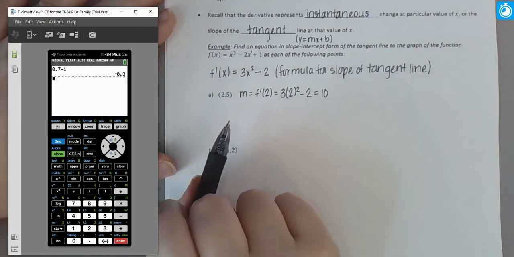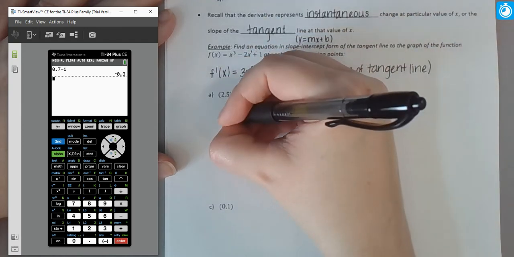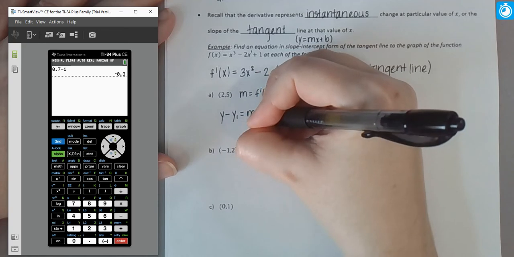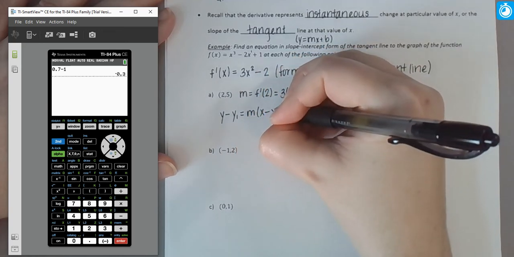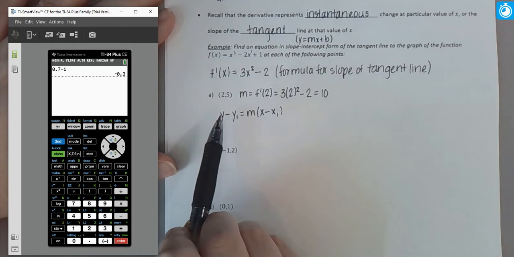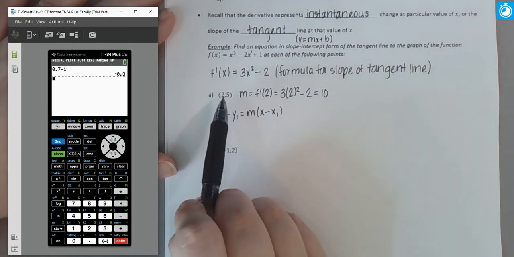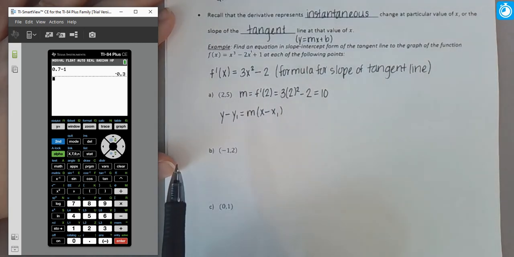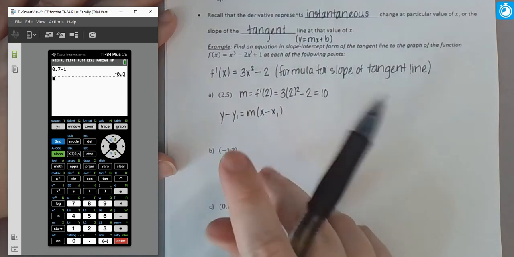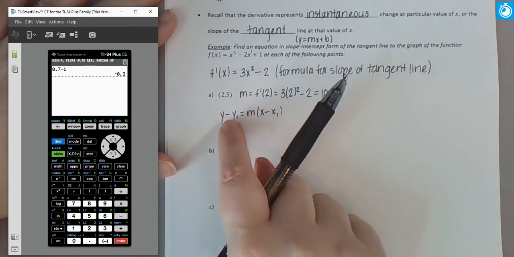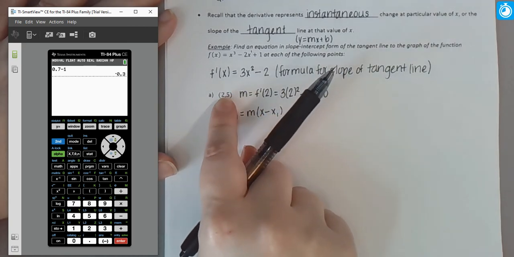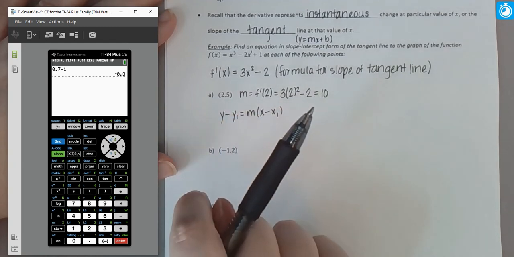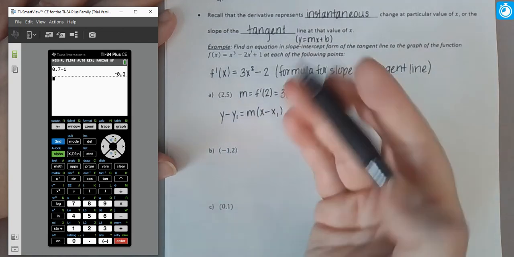Now anytime we want to find the equation of a line, a good option is the point slope formula, which uses a point and a slope. So y minus y1 is equal to m times x minus x1. We can use this formula now because we have our point. This is our x1, this is our y1, and we have our slope, which is 10. So at this point, it's just a substitution. Now remember the x and y with these subscripts, that's where we're going to substitute in our x and y. The x and y without subscripts, those are our independent and dependent variables that form our actual equation.